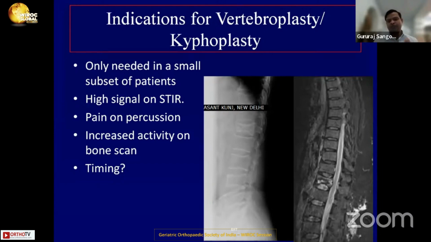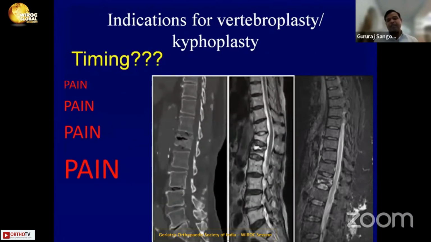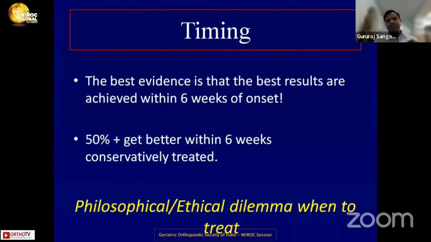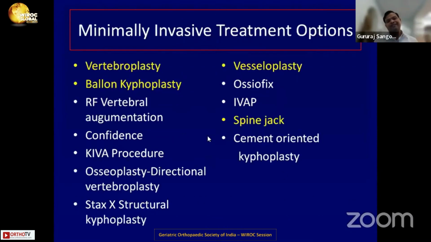The most important controversy when it comes to vertebroplasty or kyphoplasty is timing, because this is a pain-relieving procedure. The dilemma is that the best results are obtained when we do it within 6 weeks, because you can achieve a better correction of the vertebral height. But more than 80% of these fractures heal within 6 weeks. So there is a big ethical dilemma whether we have to intervene before 6 weeks or after 6 weeks. We have lots of options, but the four options marked in yellow are available in India.